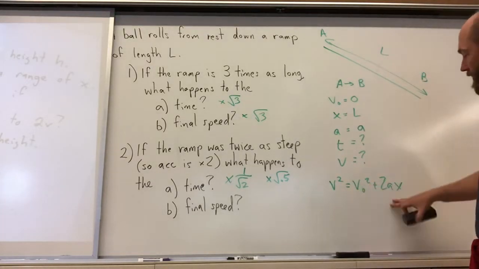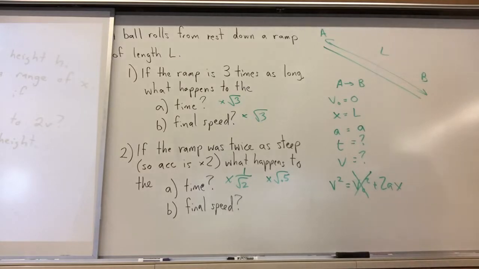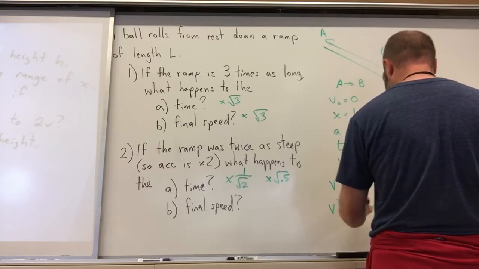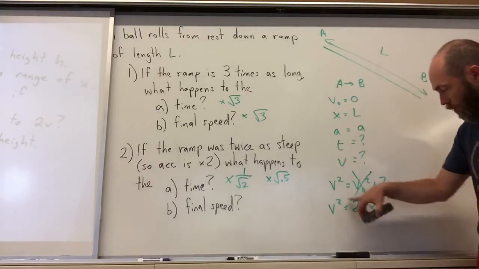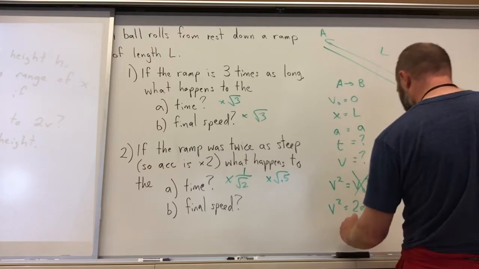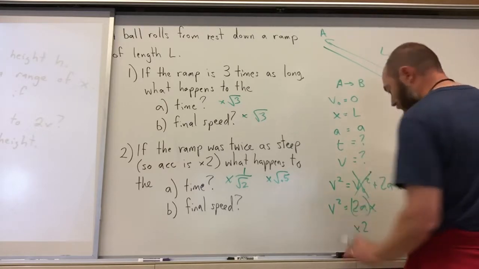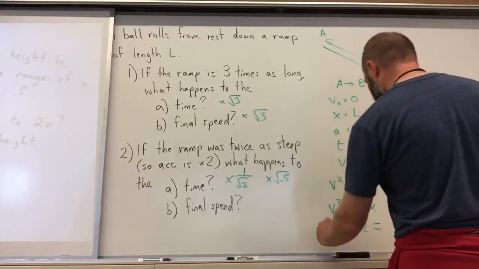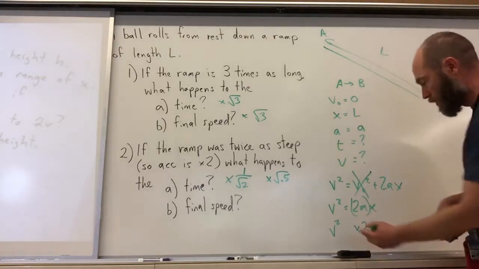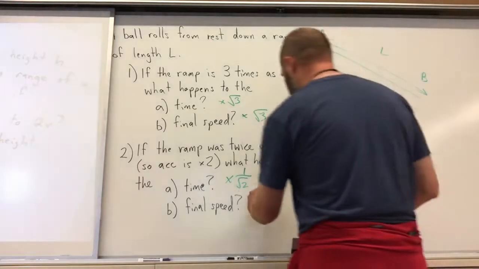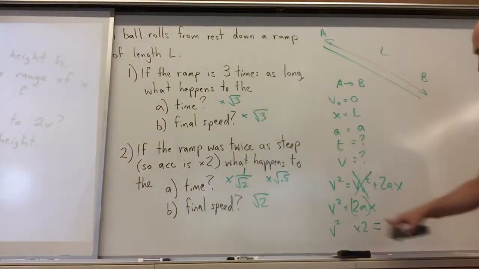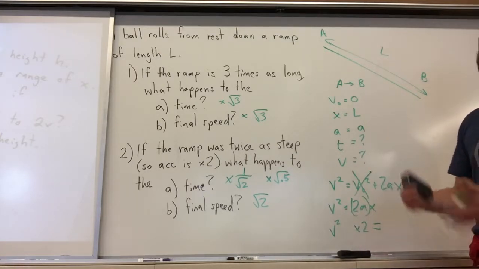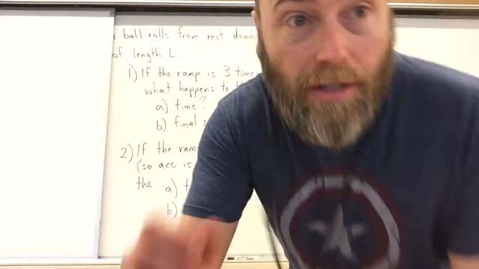If you take a look, hopefully this makes sense. If I write my equation, v squared equals 2ax, this whole piece is now going to be times 2, and this is staying the same. So what happens to my v squared? I get times 2. Well, that means v would have to be times the square root of 2, so that v squared equals this whole thing times 2. Hopefully that helps. Bye, kids.